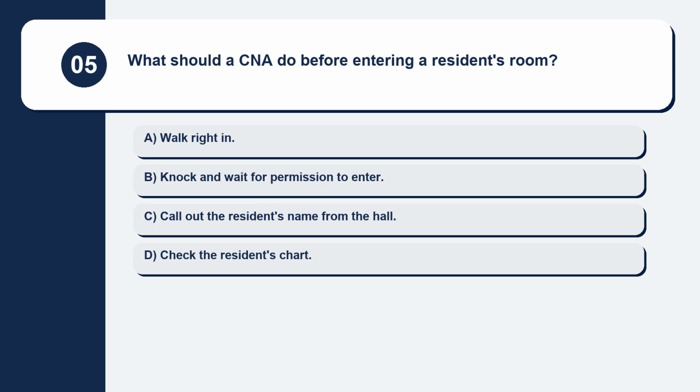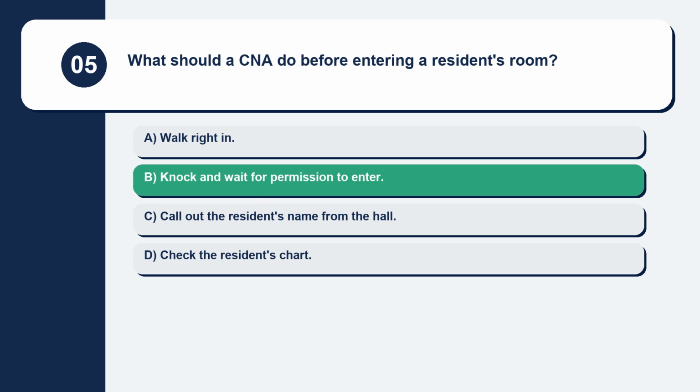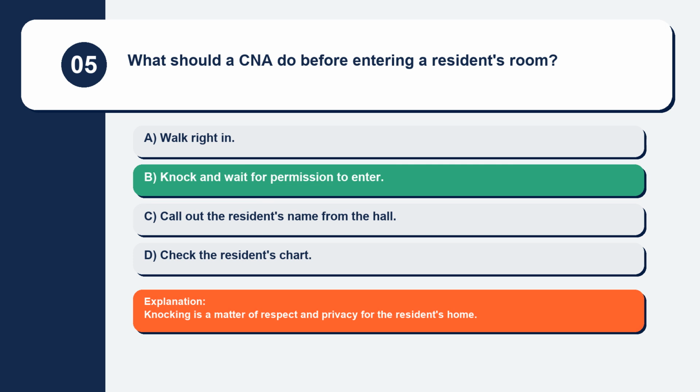Question 5. What should a CNA do before entering a resident's room? Walk right in, knock and wait for permission to enter, call out the resident's name from the hall, check the resident's chart. Knocking is a matter of respect and privacy for the resident's home.